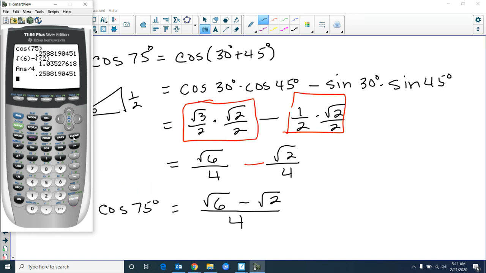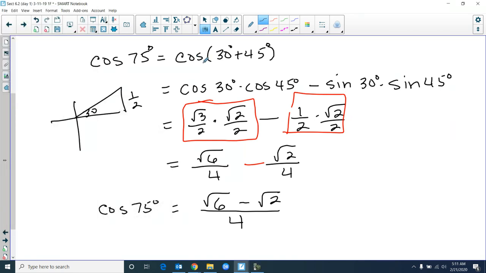So now I can start finding the exact values of some other angles. To this point, we could only do multiples of 30 and 45, only the unit circle angles. This is going to allow us to do others.